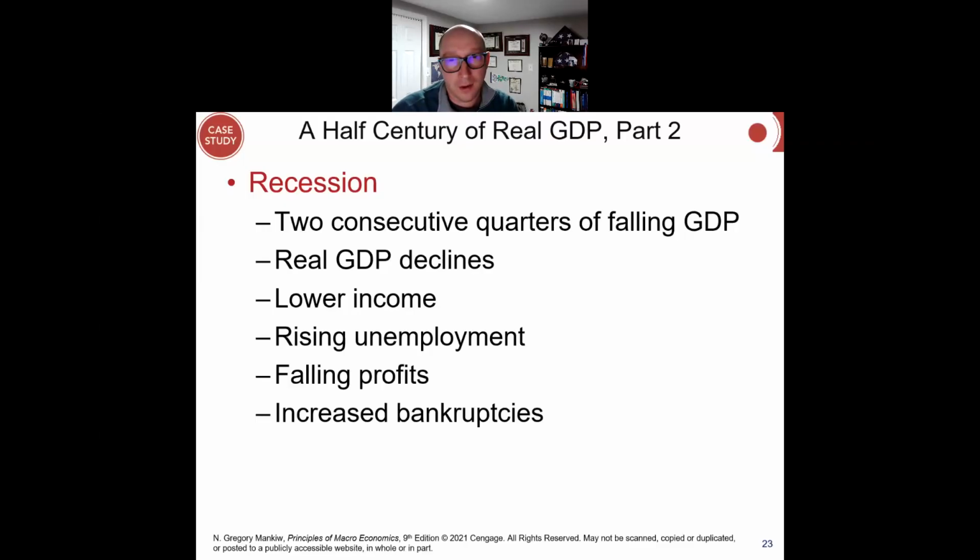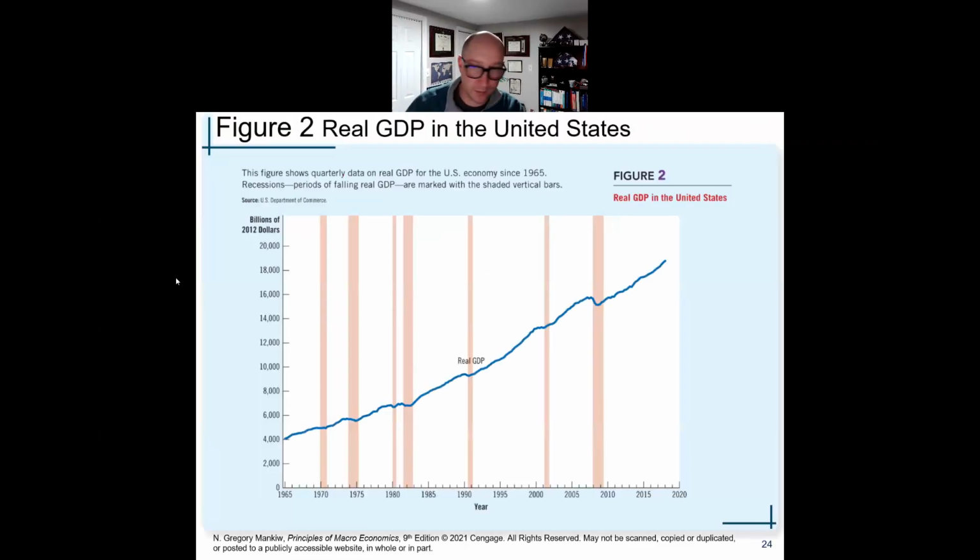So, real GDP declines, and lower incomes and rising unemployment happen from a recession. As a result of recession, companies have falling profits, and increased bankruptcies are things that are noticed with recessions. As I had mentioned, some recessions are a lot shorter than others. And in fact, for those of you who don't know, I'm sure you probably do, we experienced a recession, was it last year? I think it was last year. It's either last year or the year before. The past few years have been a blur, as you know.